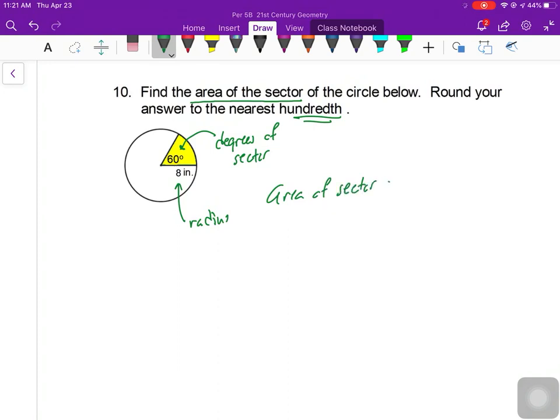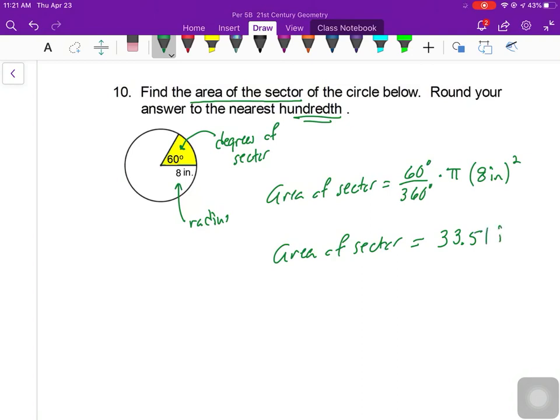So for the area of the sector, we need the fraction of the circle, 60 degrees divided by 360 degrees, times pi, times that radius squared. And we'll put all of it into our calculator. And for the area of the sector, we get 33.51 inches squared.